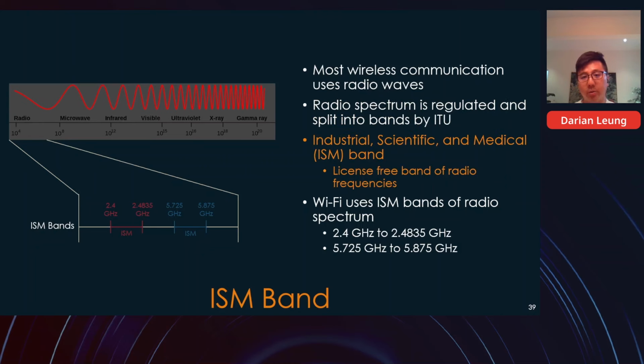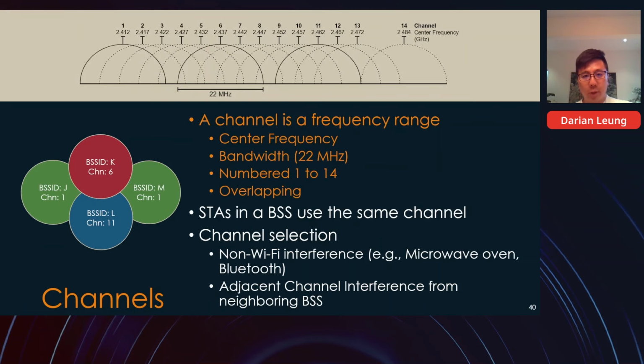These are known as the industrial, scientific, and medical bands, otherwise known as the ISM bands. The ISM bands that Wi-Fi uses is a 2.4 GHz band, which actually ranges from 2.4 GHz to 2.4835 GHz. And there's also the 5 GHz band, which ranges from 5.725 GHz to 5.875 GHz. And within the ISM band, Wi-Fi divides up the band into multiple overlapping channels. The number of channels differs depending on region and country. However, all stations within the BSS must operate on the same channel.